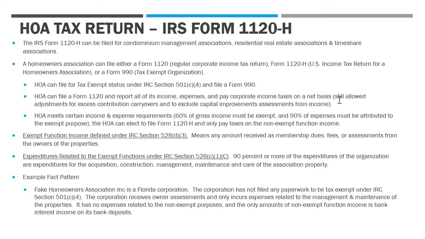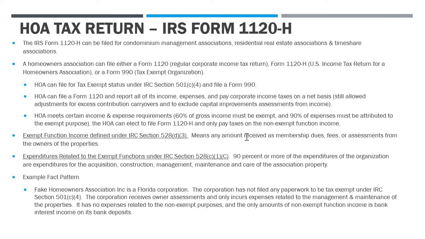Now, with this return, you are still allowed as an HOA to make certain HOA-specific adjustments. You get excess contribution carryovers. You can exclude special assessments for capital improvements from income, things like that. And then the last option, which is likely the most simple one, and this is where most HOAs fall under, is the 1120H, where if you meet certain income and expense requirements, you can use an 1120H.